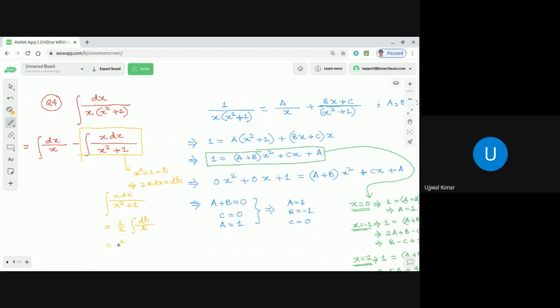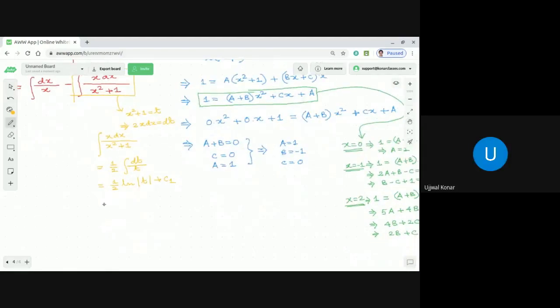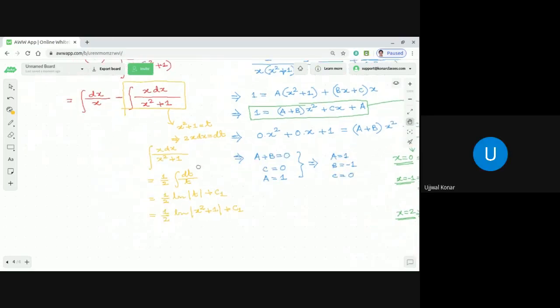What is that? 1 by 2 into ln of mod t plus, suppose, one integrating constant c1. So this is equal to, we need to revert back the value of t. Ln of t is what? Mod of x square plus 1. By the way, giving mod here is not that meaningful, because x square plus 1 is always positive, irrespective of the value of x, any real number. That value we can apply back here.